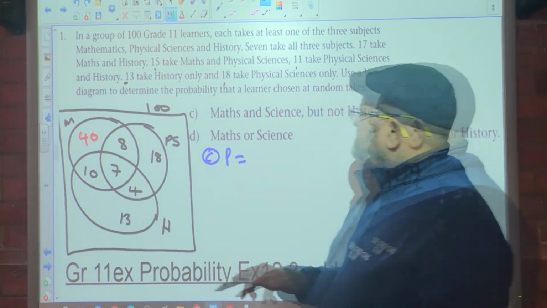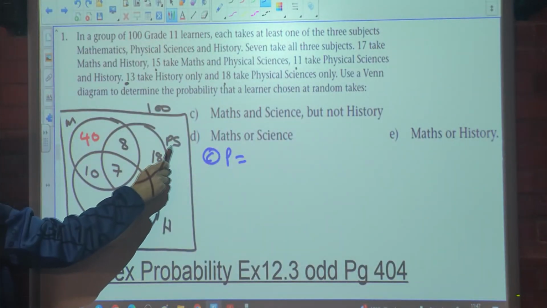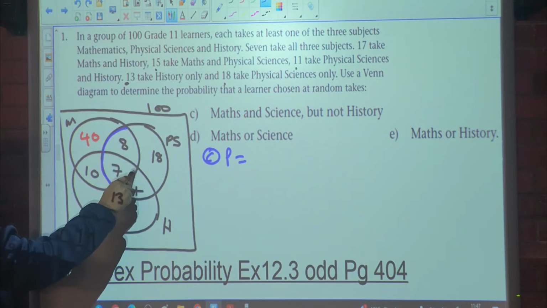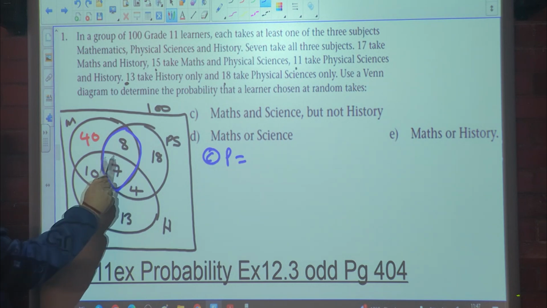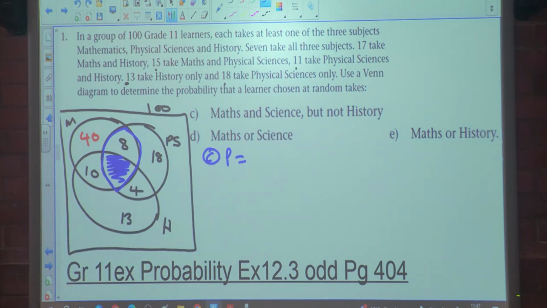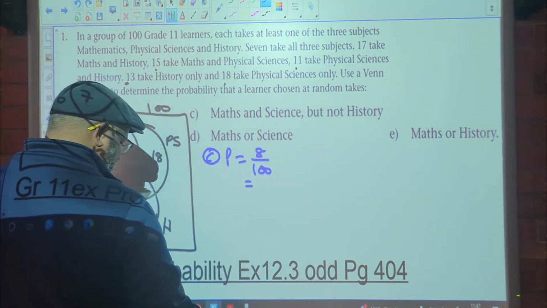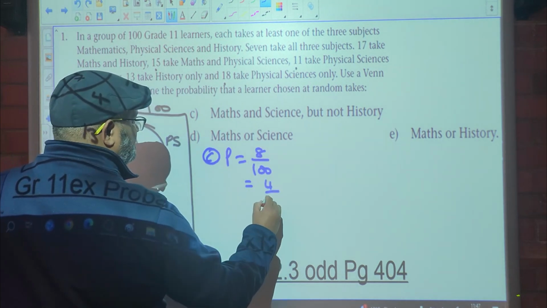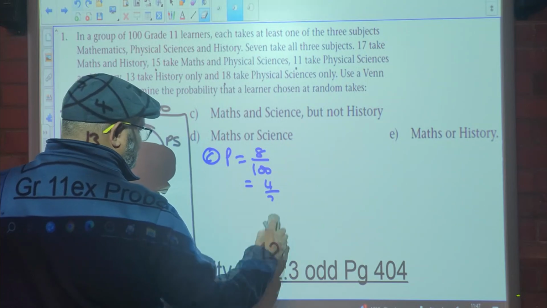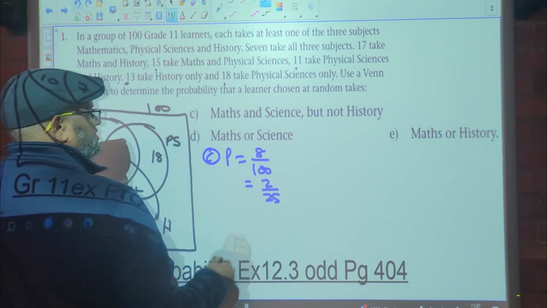C says, let's calculate the probability that the learner takes mathematics, science, but not history. So it's mathematics and physical science, but they say not history, so I'm omitting that. So what are we left with? 8. Okay, so it's going to be 8 out of 100, which is 4 over 50, which is 2 over 25.